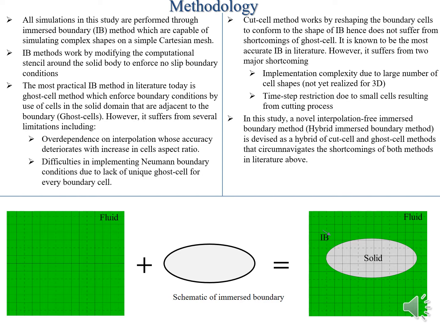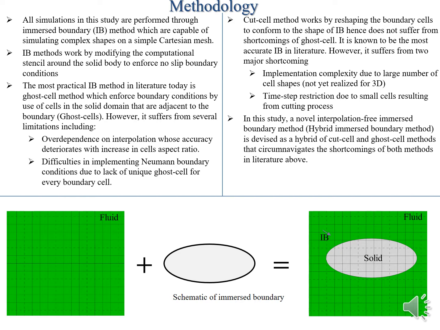So there are various immersed boundary methods in literature. We are only going to be focusing on the sharp interface kind. There are also the diffuse interface kind. We are not going to be focusing on those because they have a limitation on Reynolds number, as well as not capturing the interface very accurately. So in this study, we are just going to be focusing on the sharp interface method. And there are two famous ones. One is the ghost cell method, and the other one is the cut cell method.